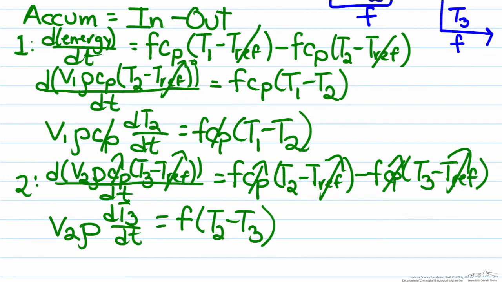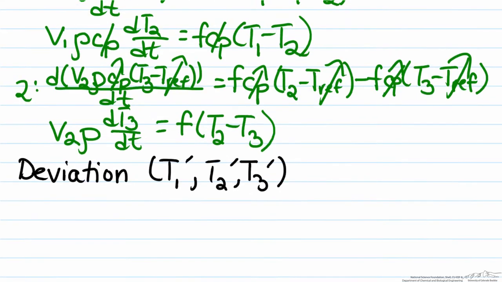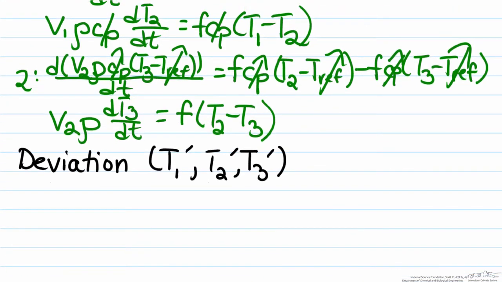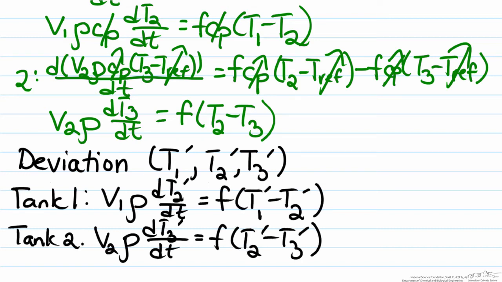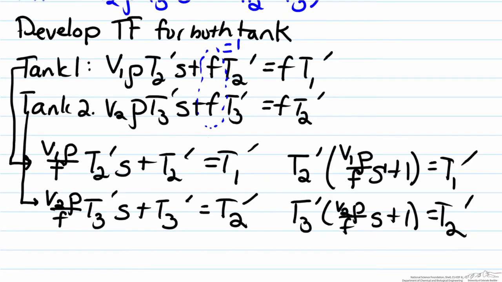Our next step will put this into deviation variables. We have our variables here are T1 prime, T2 prime, and T3 prime. Fortunately, all of our terms are linear. So therefore, in order to put these equations into deviation variables, all we have to do is add primes to these respective variables. Note, there are no primes necessary for F, V, or rho because they're all assumed to be constant in this question. What we can now do is develop the transfer function for both tanks. We've shown that on the screen here, but an important point that we want to do here is we want to put things into standard form.